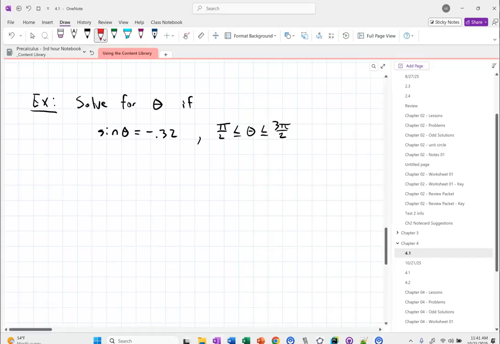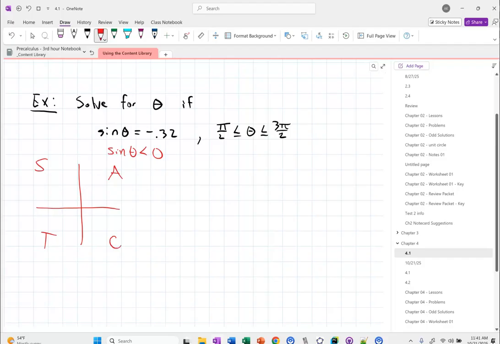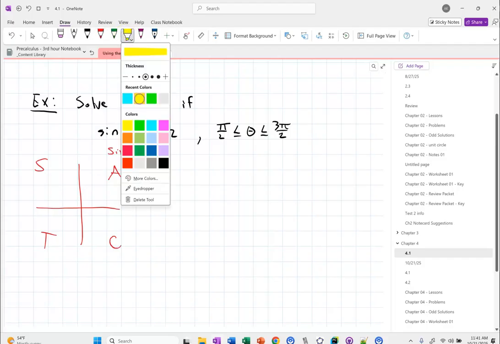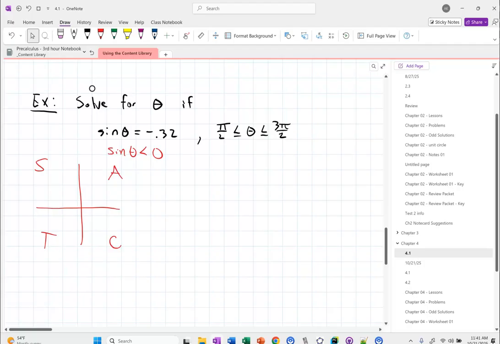The good news is the majority of this process is still the same. So I'm going to start the same way. I notice that sine theta is negative. What does that mean for us? I do my all silly turtles crawl. Where is sine negative? T and C. T and C. That is correct.